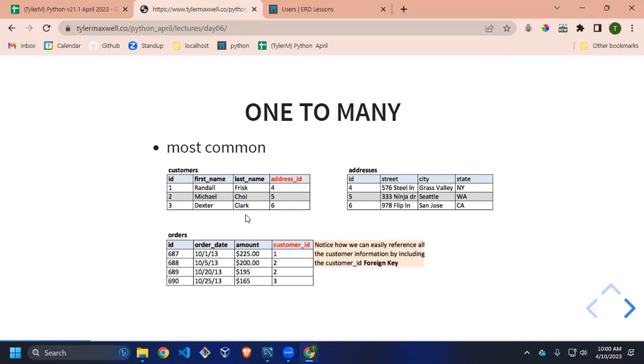So, Tyler, what makes this one-to-many? Is it the fact that it goes to the addresses part, or the fact that he can have multiple orders? Yeah, so ignore the addresses. Pretend to block that out. So one-to-many: one customer can have many orders.